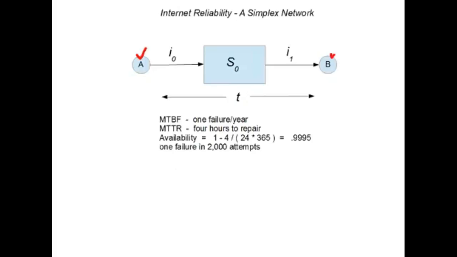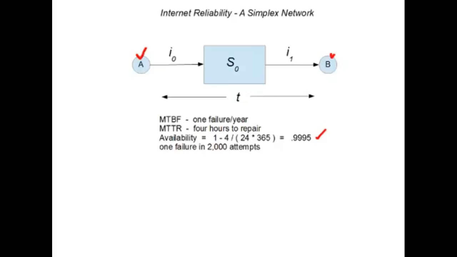What does that mean to us? Well, we can compute the availability with the equation I've shown here. If we're failed once a year, then we're out of service for 4 hours in a year. And then I simply divide that by the number of hours in a year and subtract it from 1 to get the availability. So our availability then, that is the probability that that system's going to work when we want it to, is 0.9995, which means we're going to experience 1 failure in 2,000 attempts.